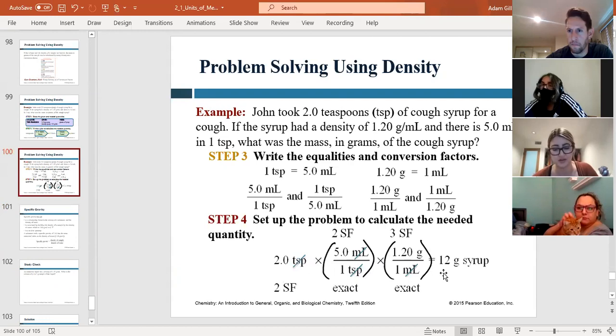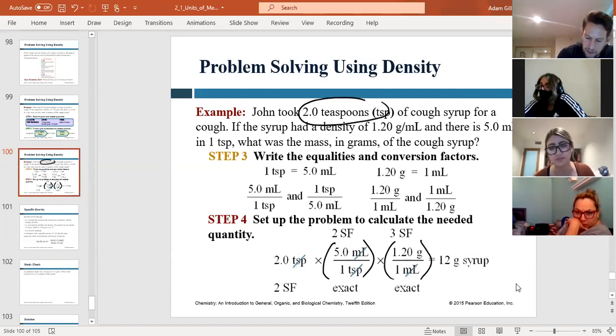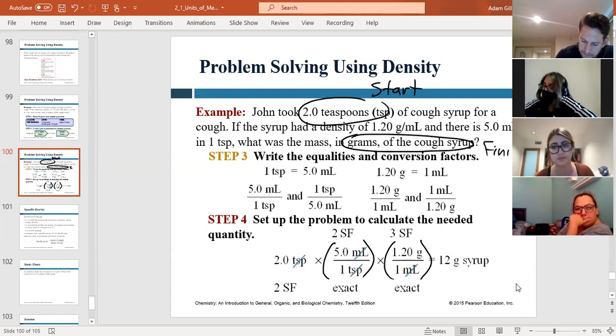I know we're almost out of time, but you take what you want to figure out, or what the given is, which is the 2 teaspoons, and then you take the conversion factors of what you know to get to what you're curious about. They're telling you you have 2 teaspoons. That's your start. And they're asking you for grams of cough syrup, and that's the finish. So you want to start with teaspoons and get to grams of syrup. And the way you get there is with the conversion factors.